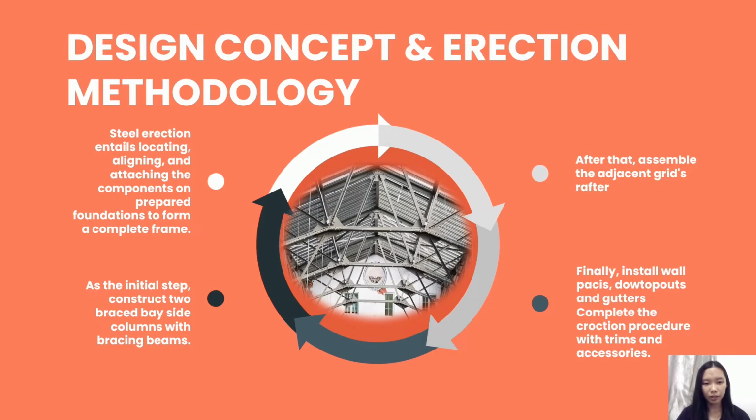After that is the design concept and erection methodology. Steel erection entails locating, aligning, and attaching the components on a prepared foundation to form a complete frame. As the initial step, construct 2 brace-bay side columns with bracing beams. After that, assemble the adjacent grade rafter. Finally, install wall, purlins, downspouts, and gutter.